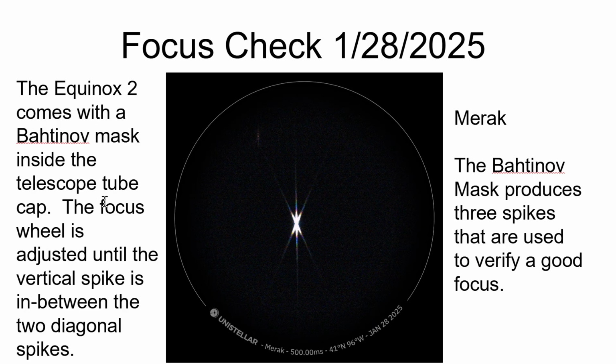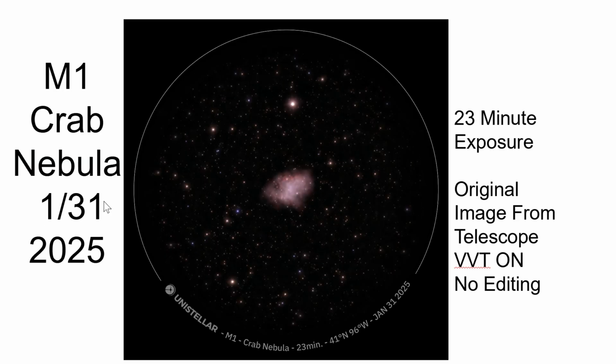So here we are in 2025, and I checked the focus again using the star Merak, and now the line that I'm trying to center between the diagonal lines is vertical. So my telescope is in a little different orientation this night in looking at Merak versus Rigel. And so I've got good focus. The vertical line is in between the two diagonal lines.